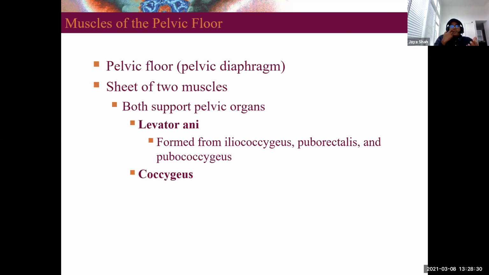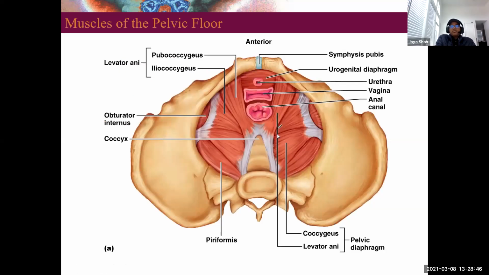Similarly, to hold the pelvic organs, we have the pelvic floor or pelvic diaphragm. And there are 2 groups of muscles which support pelvic organs: that is levator ani and coccygeus muscle. Okay, so this is the pelvic floor, and you are looking from the top. This is anterior, here is posterior. You can see the female pelvis, so you can see 3 openings. If it is a male pelvis, you will see only 2 openings. The middle opening will be missing.